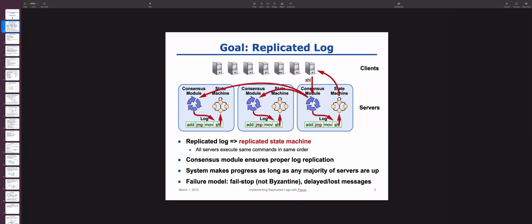Okay. So we have client machines, and these are the servers. Say we have 3 or 5 servers in the cluster. Each server has a consensus module, in this case Paxos, and it has a state machine and the log. For this consensus algorithm, whatever new command comes from the client is forwarded to the consensus module. The consensus module transfers the same command to the other followers, and once it gets agreement from the majority of the servers, it appends to the log. And from the log, it sequentially applies the commands to the state machine.